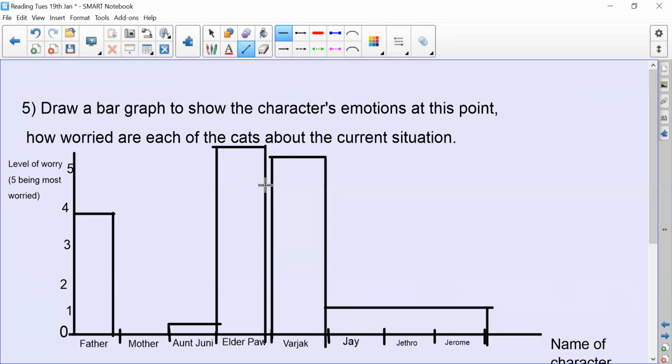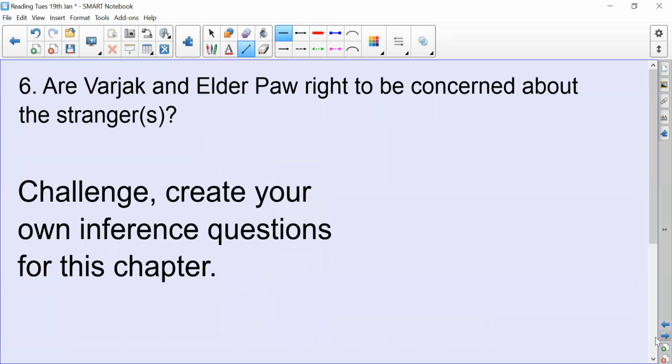She says, "It's silly to alarm the kittens like this," tutted Mother. "They're too young and impressionable to understand anything so serious." So she's probably worried, but she's probably trying to play it down a bit. So think where you will put her. Okay, right. And if you want a challenge, you can create your own inference questions for this chapter. Can you think of a different way of showing inference like we just did with the chart?